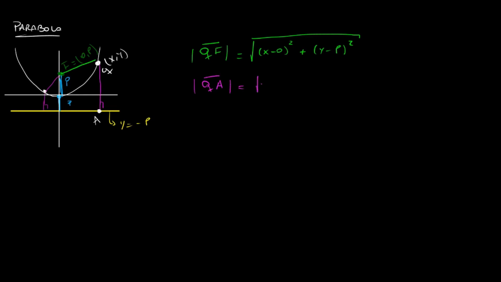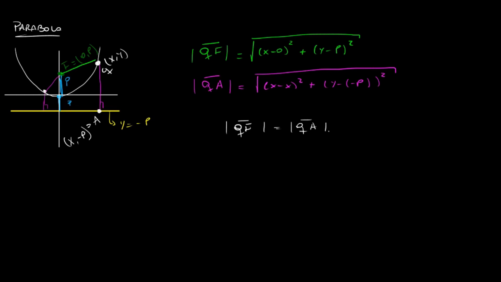And now the distance from Q to the point A will be the square root of, well, let's first think about the point A. It has the same x coordinate as Q, which is x, and its y coordinate, as it's over the directrix, is going to be minus p. So then the distance will be the square root of (x minus x) squared plus (y plus p) squared. Now these two distances are the same. So we have the square root of (x minus 0) squared plus (y minus p) squared, and this has to be equal to the square root of (x minus x, which is 0) and then (y plus p) squared.